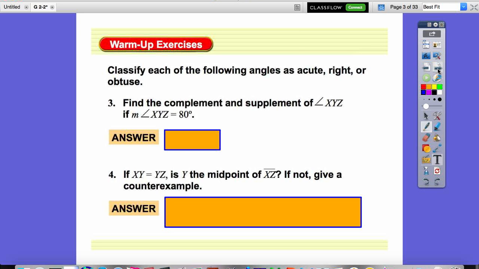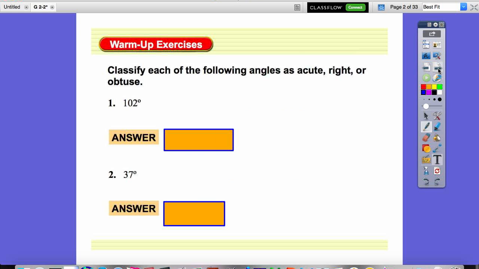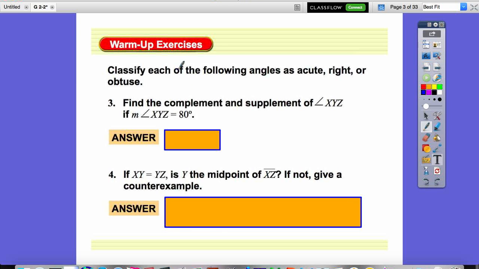On these problems, I believe you can do this. Certainly you can do these. On these, classify each of the following angles as acute, right, or obtuse, and then find the complement and the supplement of x, y, z. You can do that. Now, this last one gets into a little bit of logic. If xy is equal to yz, is y the midpoint of xz?